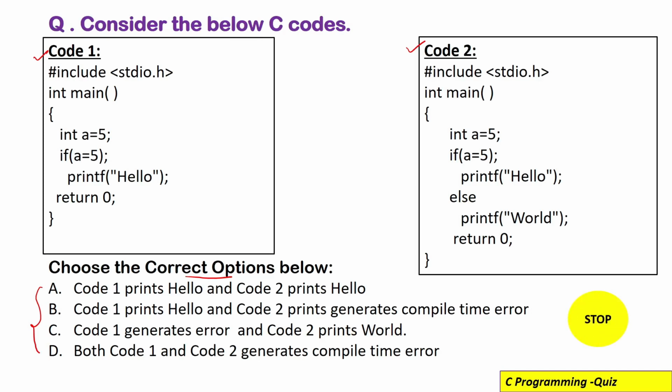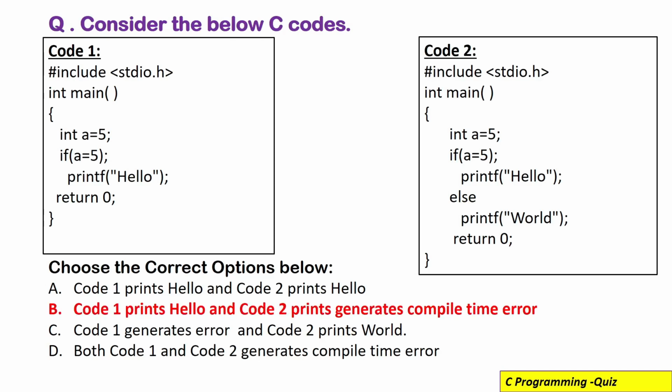So I hope you have got the answer. The correct answer for this question is option number B. So it means code number 1 will print hello, but code number 2 will give a compile time error. Let's see why this option B is correct.